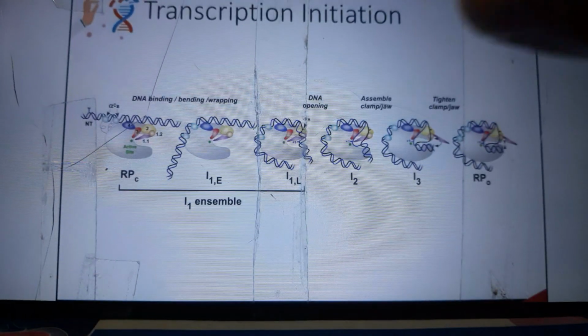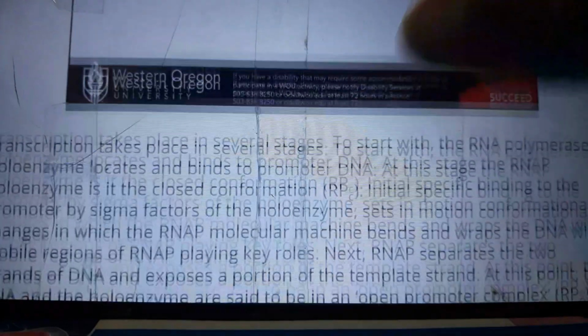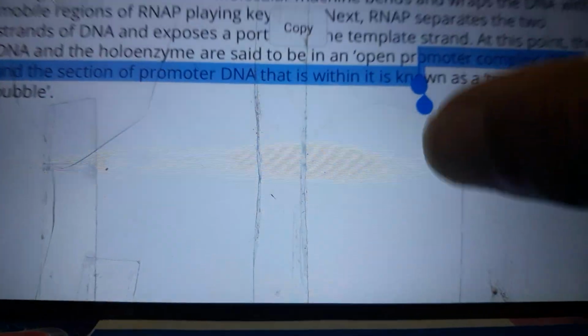Right, so this is the transcription initiation. Please take screenshots and I'll elaborate the notes here.